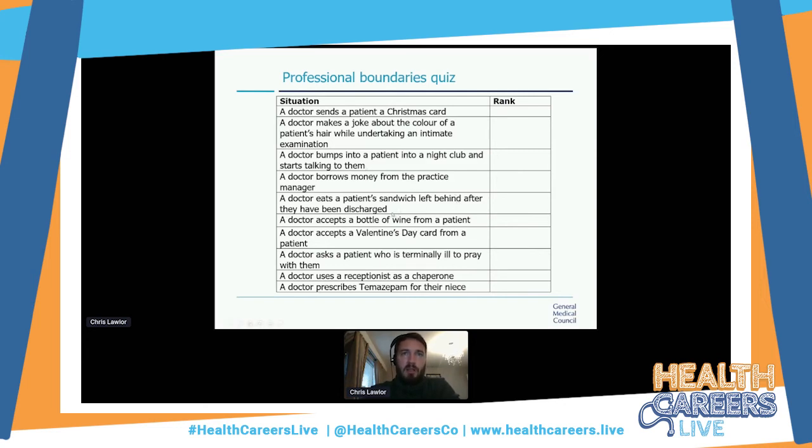You're more likely to leave them feeling offended by that. So next we've got the doctor eats a patient's sandwich they've left behind after they've been discharged. So absolutely up to you if you choose to do that. There may be local guidance in the hospitals that you are working that says you shouldn't do that, but it's not going to get you in any trouble with the GMC if you are eating food that has been left behind. Totally up to you if you wish to do that.